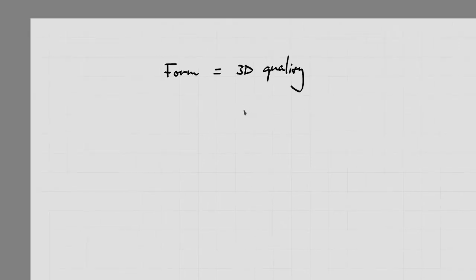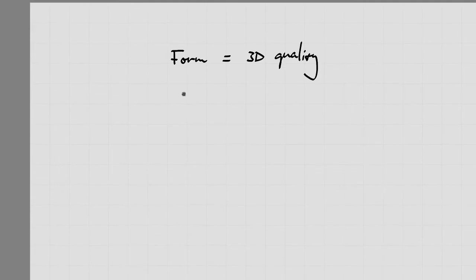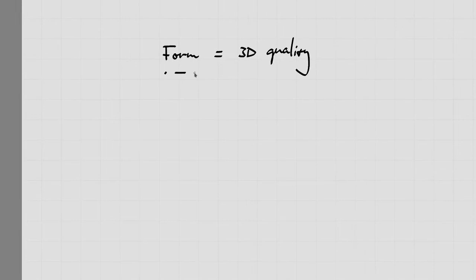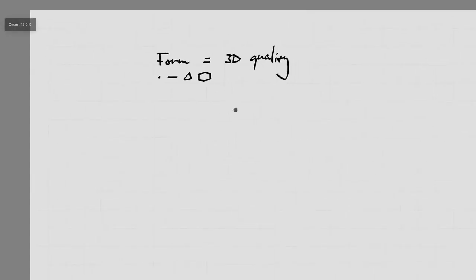Just to make a little summary, what we talked about was the form, what it is. It's the 3D quality of something. And we talked about the logical connection between dot, line, shape, and form. These are the building blocks, the elements that you can use to build a drawing.